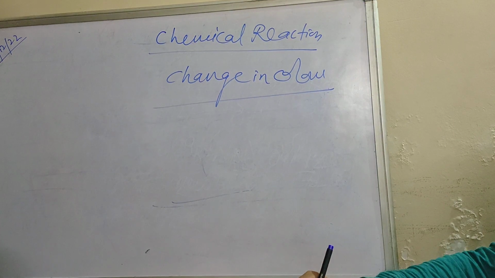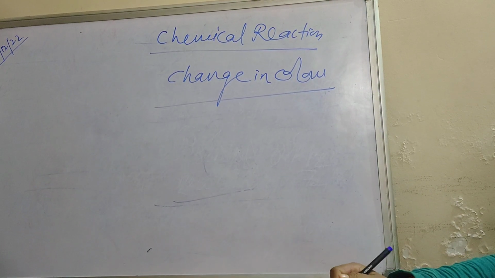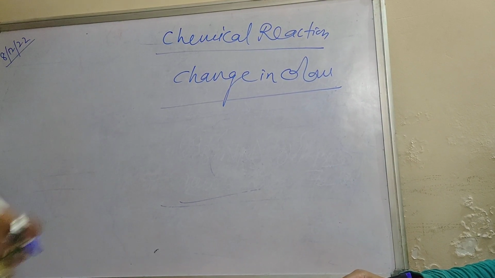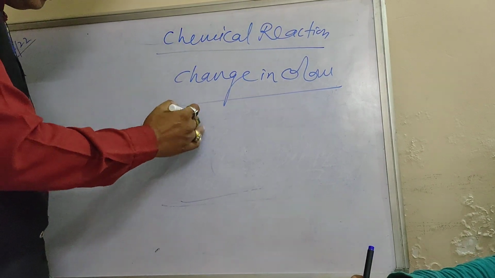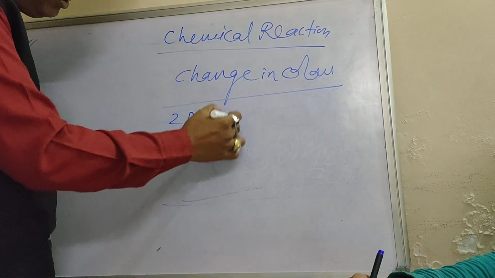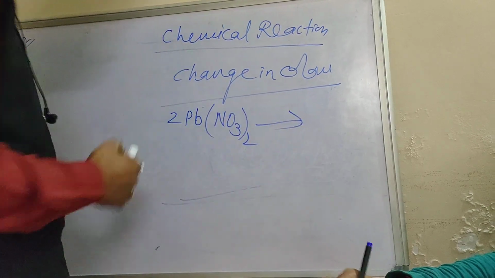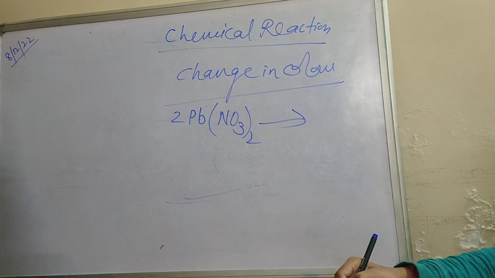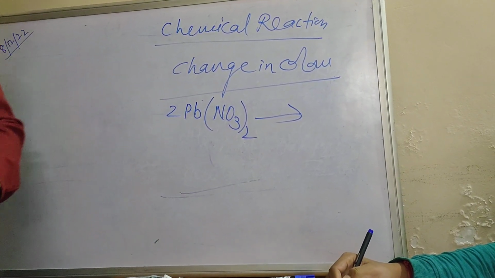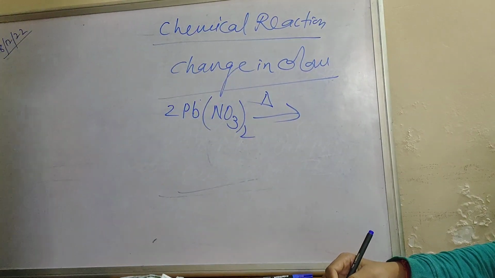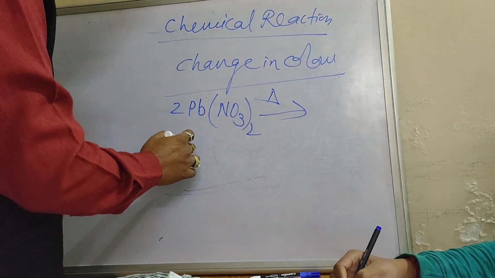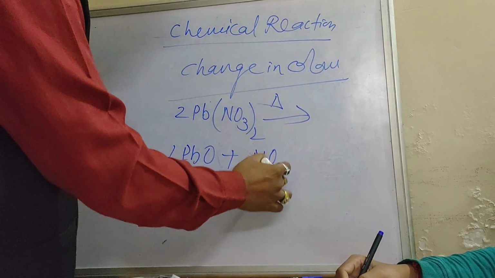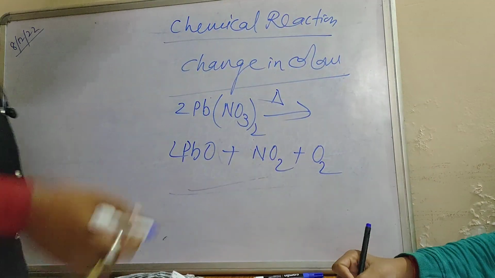And there are various reasons for it. Clear? That there is a change in color. For example, suppose I take lead nitrate, 2Pb(NO3)2, the whole twice. First of all, what kind of reaction is it? It is a decomposition reaction. If I heat lead nitrate, it will split up into 2PbO, then NO2 and then oxygen.